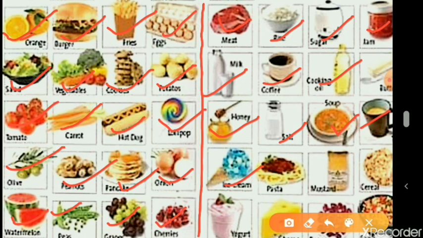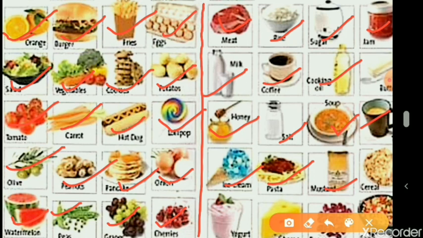Pasta, we all relish pasta, isn't it? But pasta, noodles, these things cannot be counted. When we eat pasta, we say I ate a bowl of pasta, I ate a plate of pasta, I ate a spoonful of pasta. But we don't say I ate one pasta, two pasta. No, pasta, noodles, these cannot be counted. So uncountable. Mustard oil or mustard, both are uncountable.